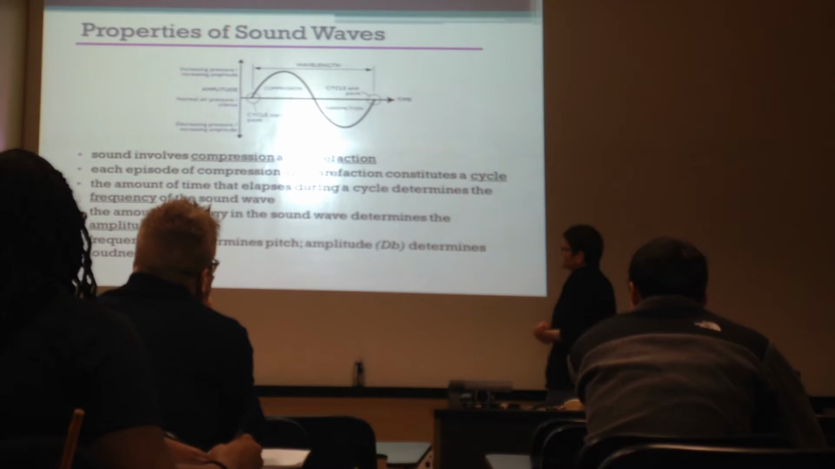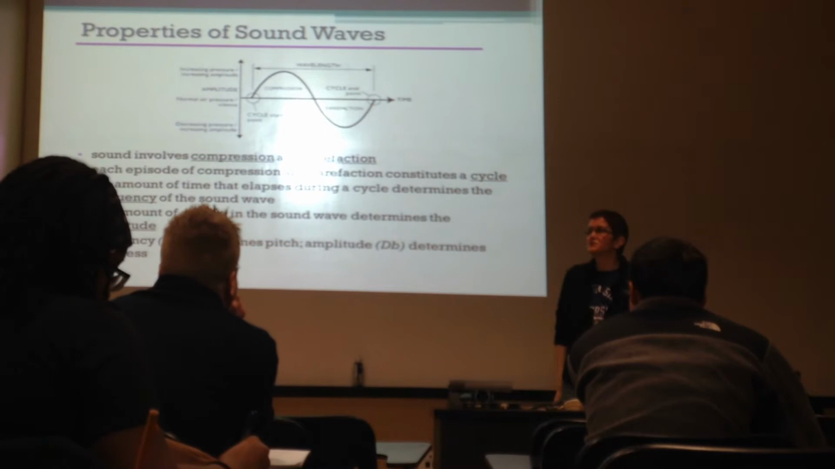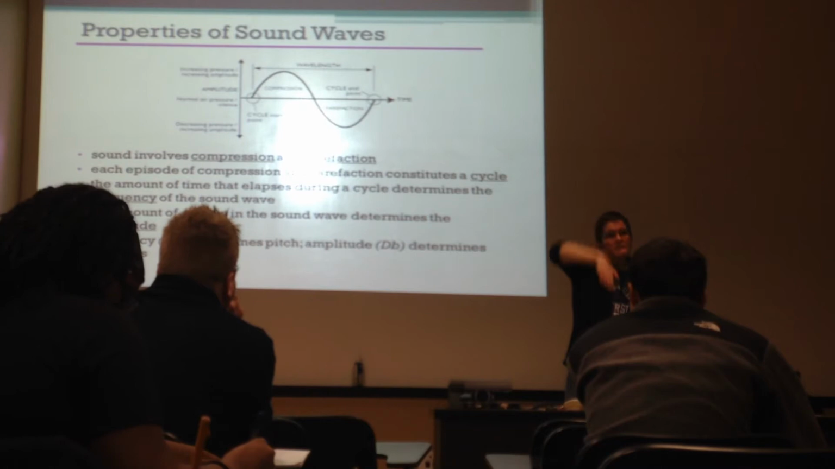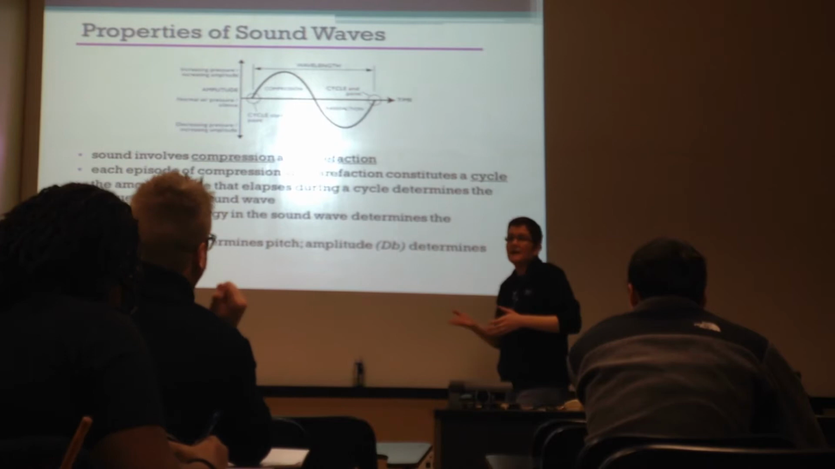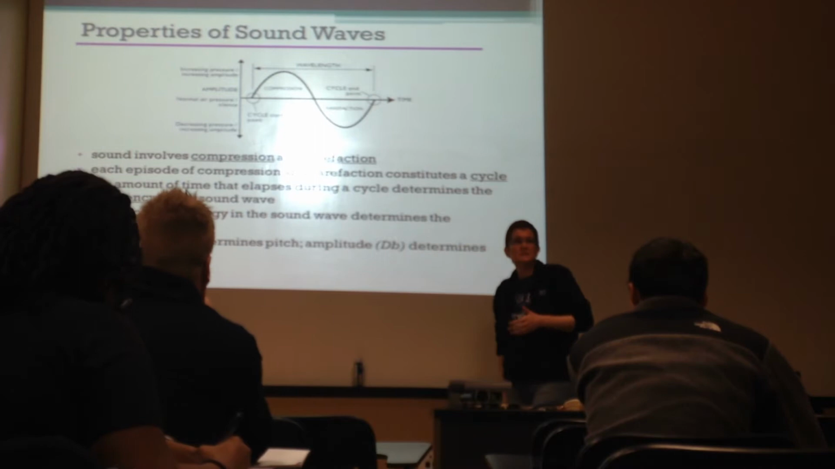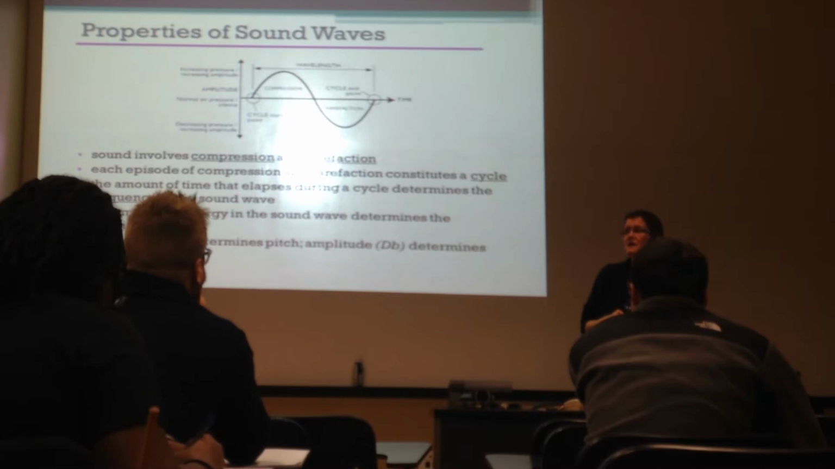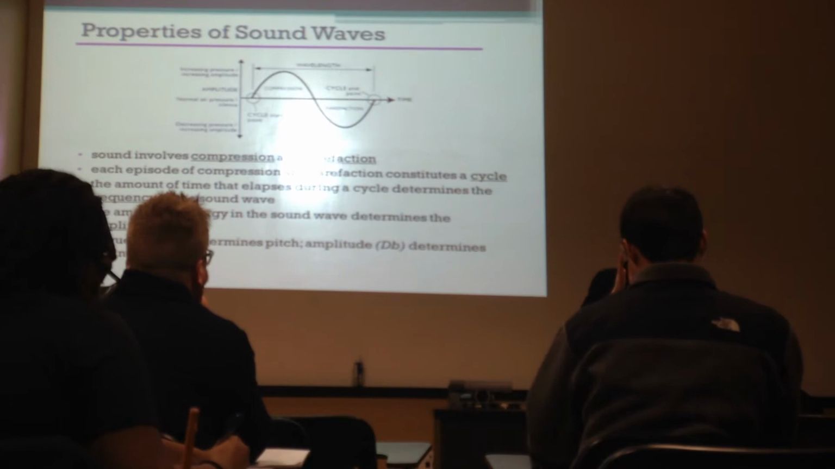Now, the amount of time that passes during a cycle is what gives you the frequency of a sound wave. So a high frequency sound is going really fast. It's going up and down very quickly. A low frequency sound is going very slowly. When we talk about the frequency, we're talking about the speed with which a sound wave is moving through the cycle. Is it going very slow? That'd be a low frequency wave. Or is it going very fast? That's a high frequency wave.